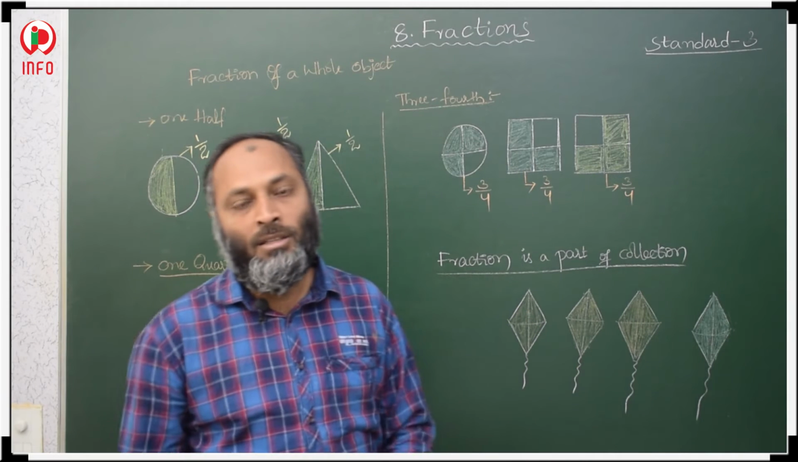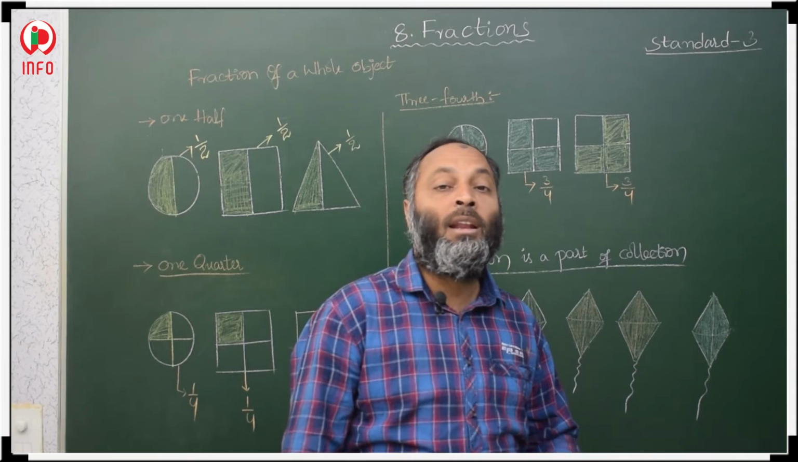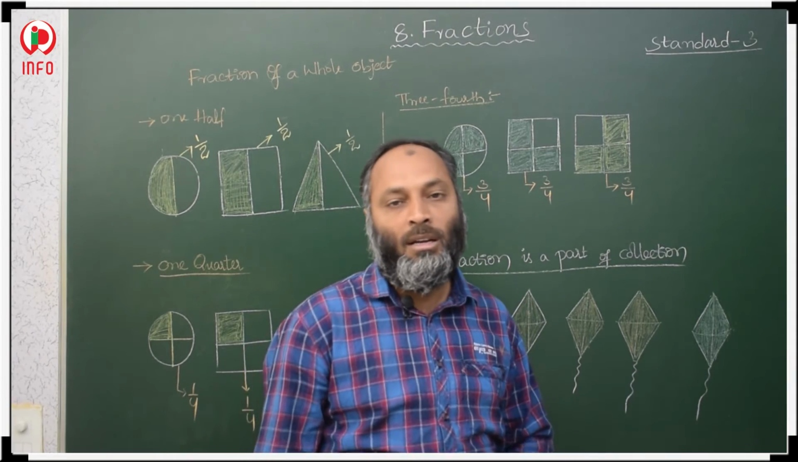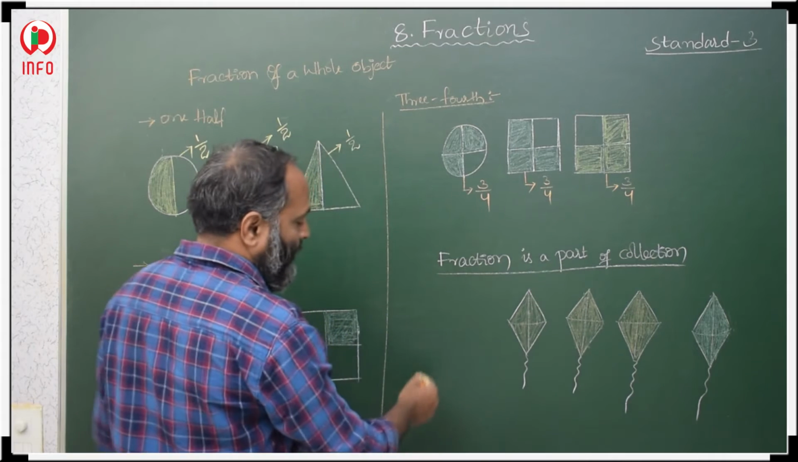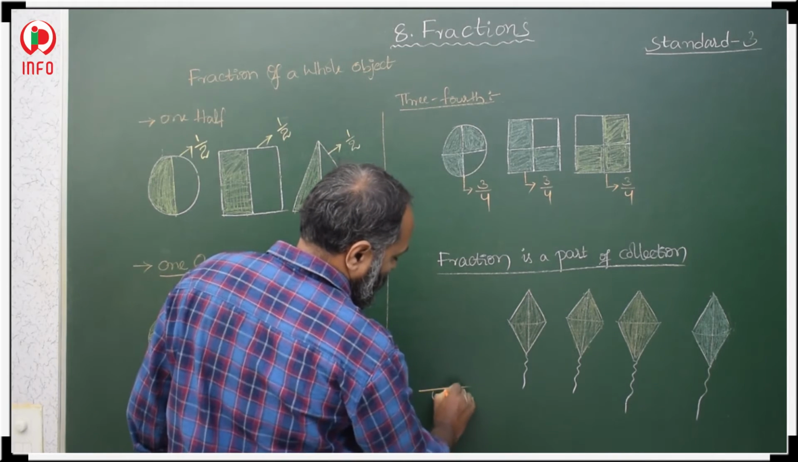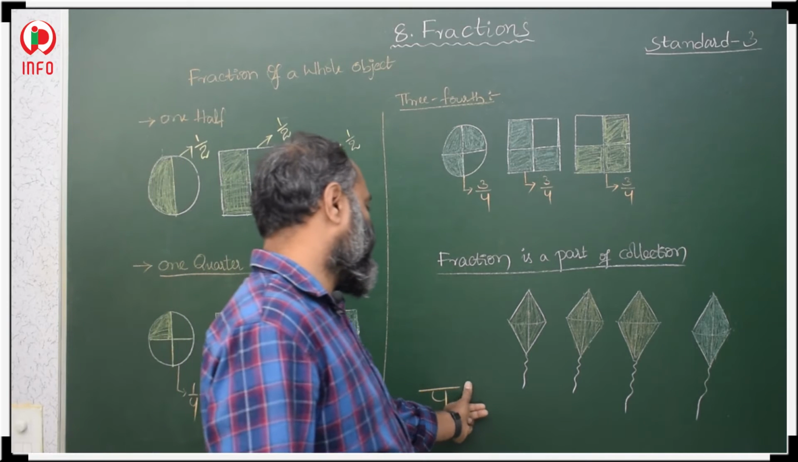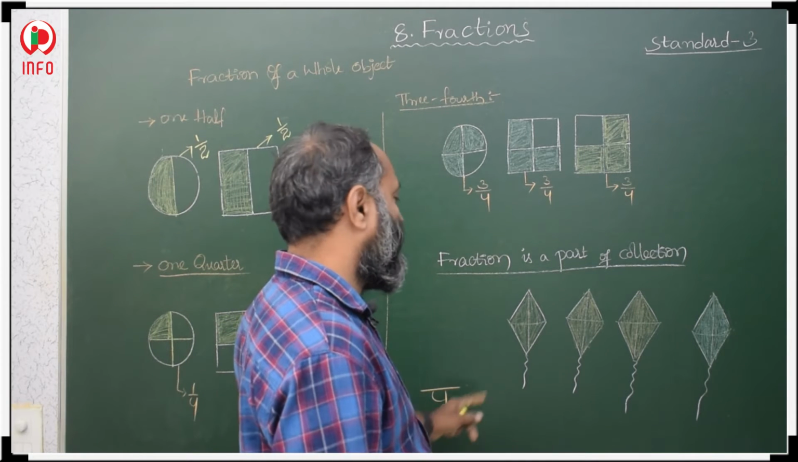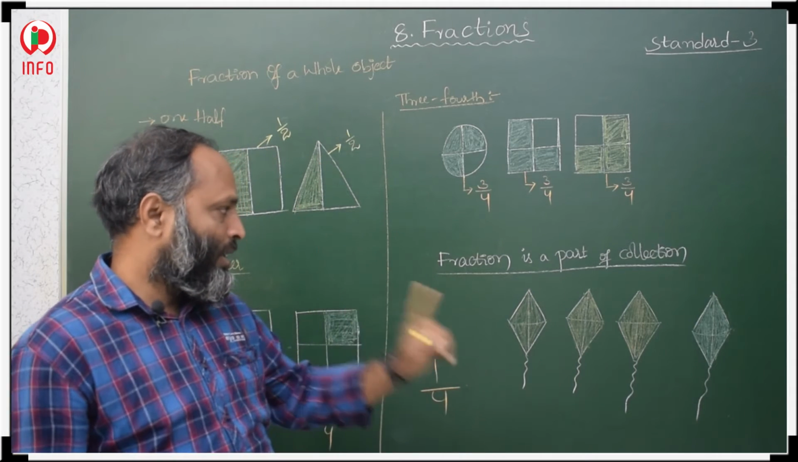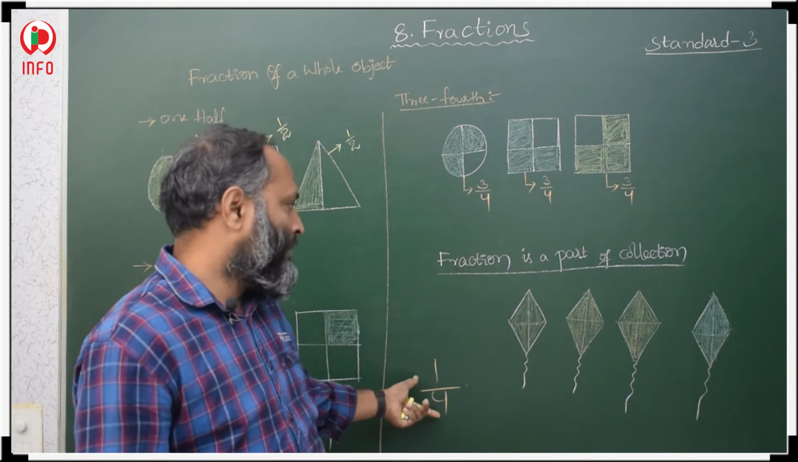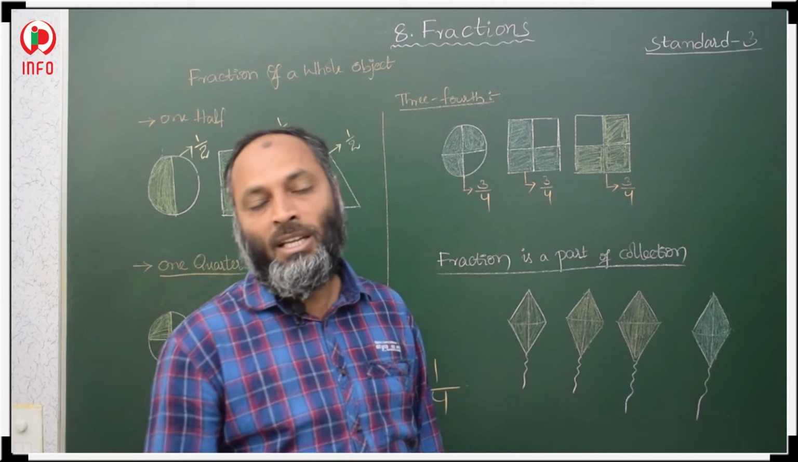Then, what part of the kites are green color? What part? What part means, in this whole collection, in total how many kites do we have? We have 4 kites. First we have to write 4 as the total kites. Then, how many kites do we have in green color? 1 kite, so 1/4. So, in this total collection of 4 kites, 1/4 of the collection is in green color.